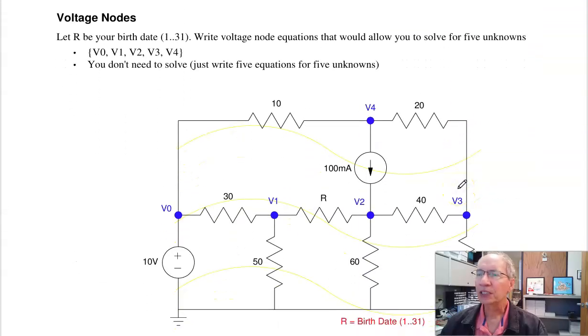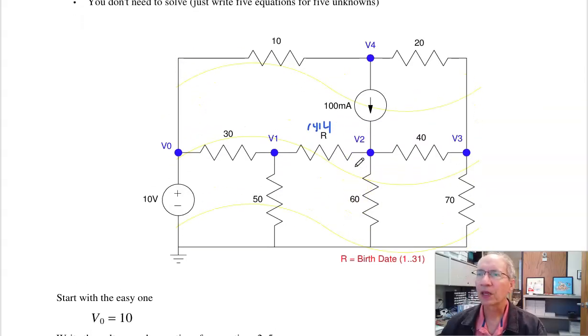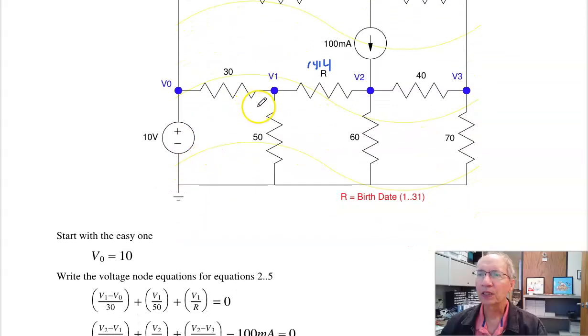Voltage nodes. Here, just write the equations. You don't have to solve. So this is 1414 ohms, which doesn't really matter if you just have to write the equations. It would matter if you had to solve. I've got 1, 2, 3, 4, 5 nodes. I need to write 5 equations, 5 unknowns. Take the easy one. V0 is 10. At node 1, the current left, current down, current right equals 0. So V1 minus V0 over 30 plus V1 over 50 plus V1 minus V2 over 1414 equals 0.